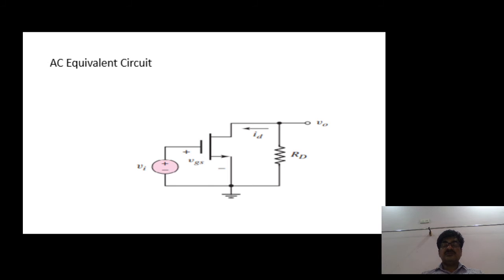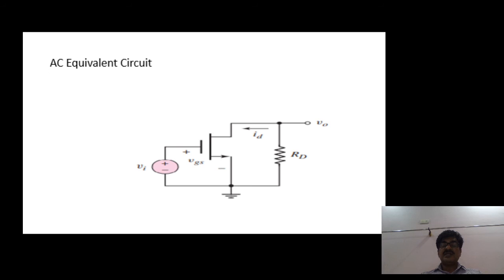Then coming to the AC equivalent circuit of the above circuit. In the AC equivalent circuit case, all the DC sources must be zero, that is, they should be short circuited. That's why the input DC source is shorted. Similarly, VDD is connected to ground. That's why the RD resistor comes in parallel with the drain to source of this transistor. This is the AC equivalent circuit.